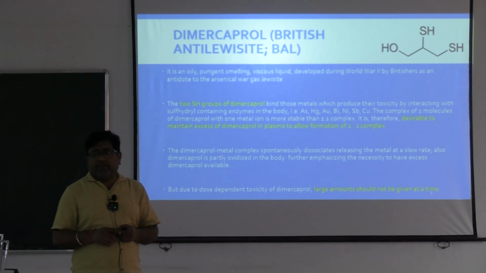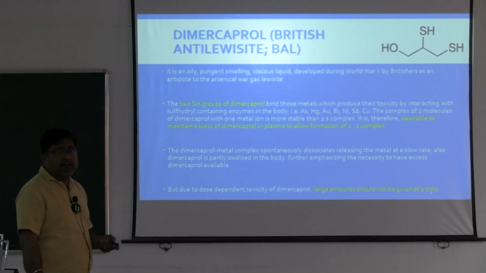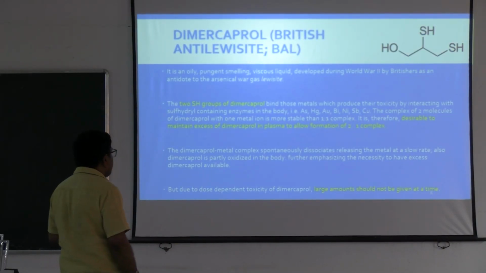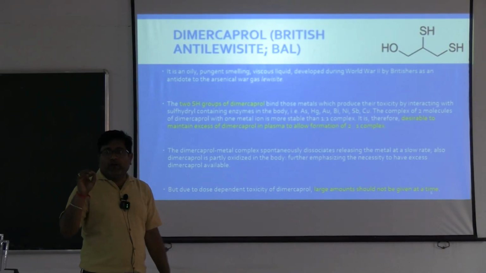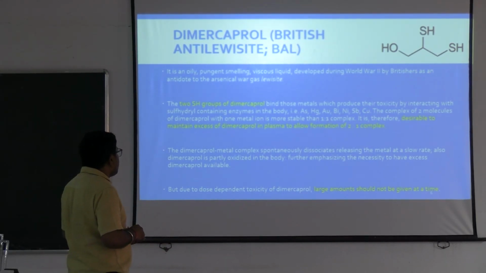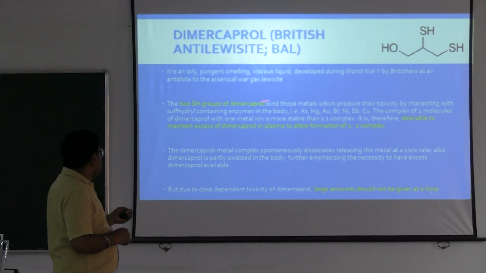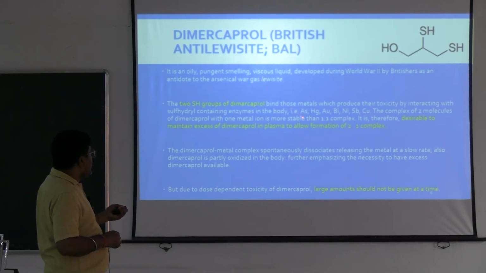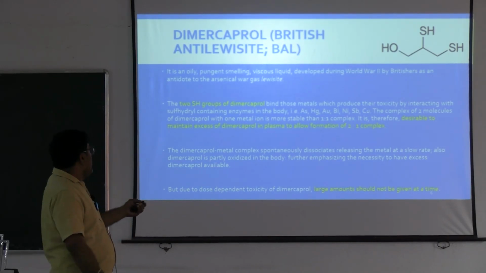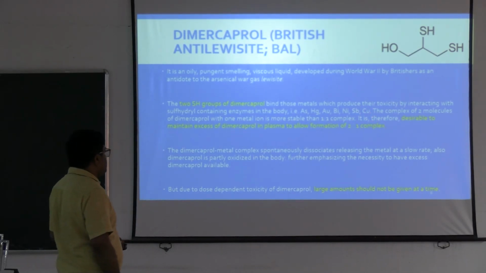Dimercaprol, also called British anti-lewisite. Here we have two sulfhydryl reactive groups. It is an oily, pungent smelling, viscous liquid. It was developed in World War II by the British as an antidote to the arsenical war gas Lewisite, hence British anti-Lewisite. Now, the two sulfhydryl groups of dimercaprol bind with metals and thus reduce the toxicity of arsenic, mercury, gold, bismuth, nickel, lead and copper.